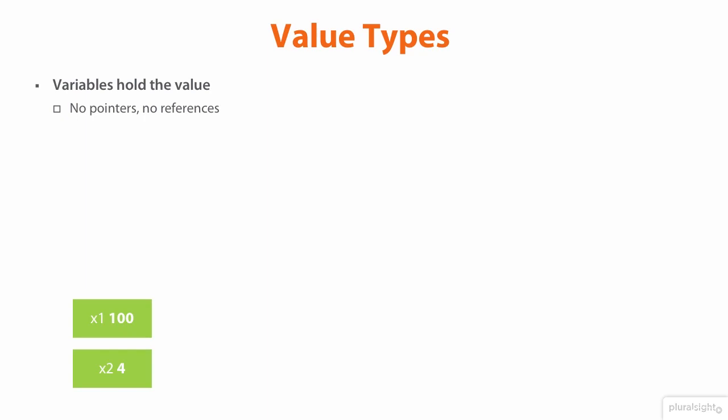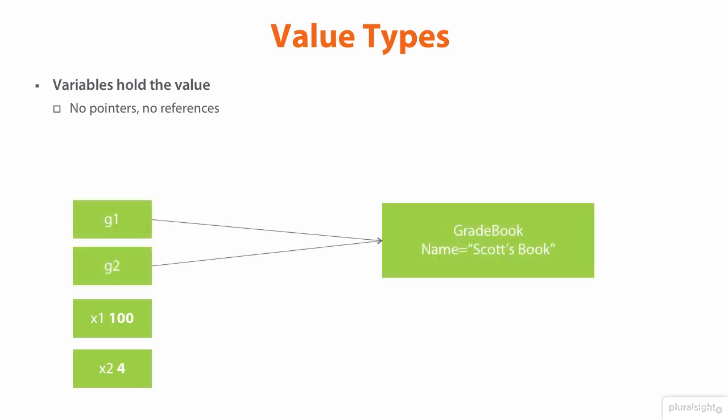If I have a variable called x1 and it's of type int, and I use it as a variable inside of a method, if I give that variable the value 100, the value 100 is literally stored inside the memory location of variable x1. There's no pointer here, the value is wholly inside that variable. I can have another variable of type int, let's call it x2, and I can assign it the value 4, and that value 4 is inside the variable. This is unlike the gradebook variables we've created, G1 and G2, because those variables hold pointers to an object.